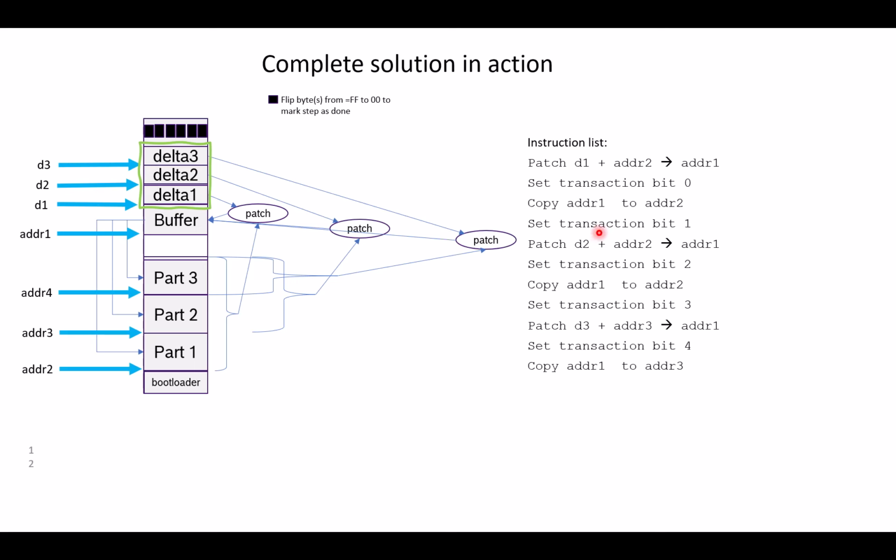Well, if you see, this one is there. It's kind of an instruction list, so it's pretty easy to build. So we do a patch from D1 plus address 1 onto address 1. Then we set transaction bit 0. Then we do a copy operation, and this is something which repeats. So this is kind of an instruction list. It looks like machine code, so it could be a very, very small VM or so.